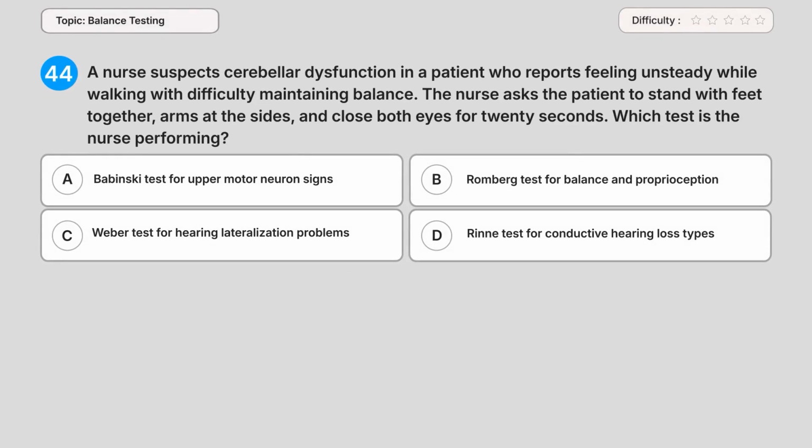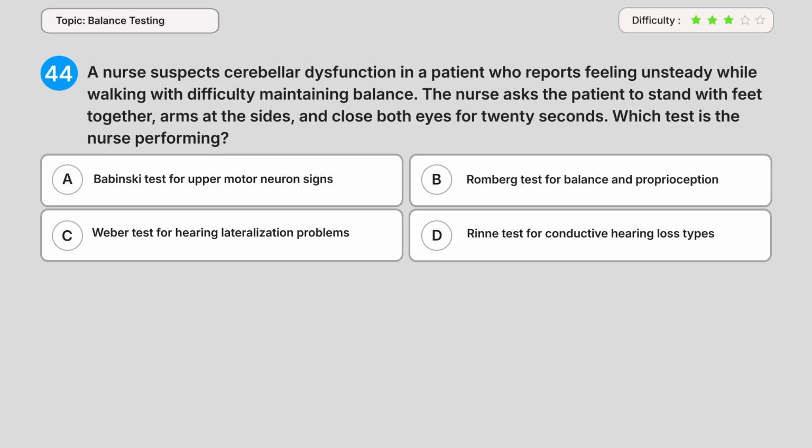44. A nurse suspects cerebellar dysfunction in a patient who reports feeling unsteady while walking with difficulty maintaining balance. The nurse asks the patient to stand with feet together, arms at the sides, and close both eyes for 20 seconds. Which test is the nurse performing?